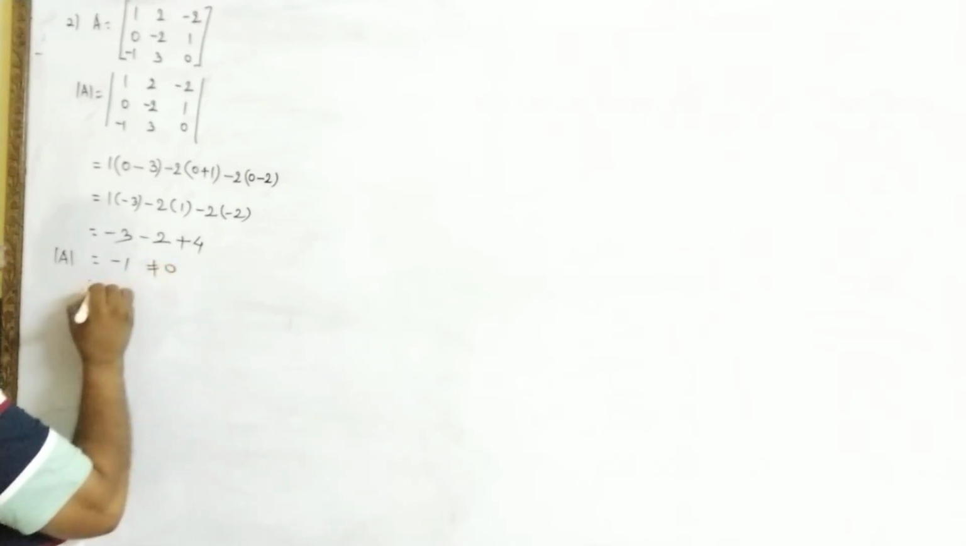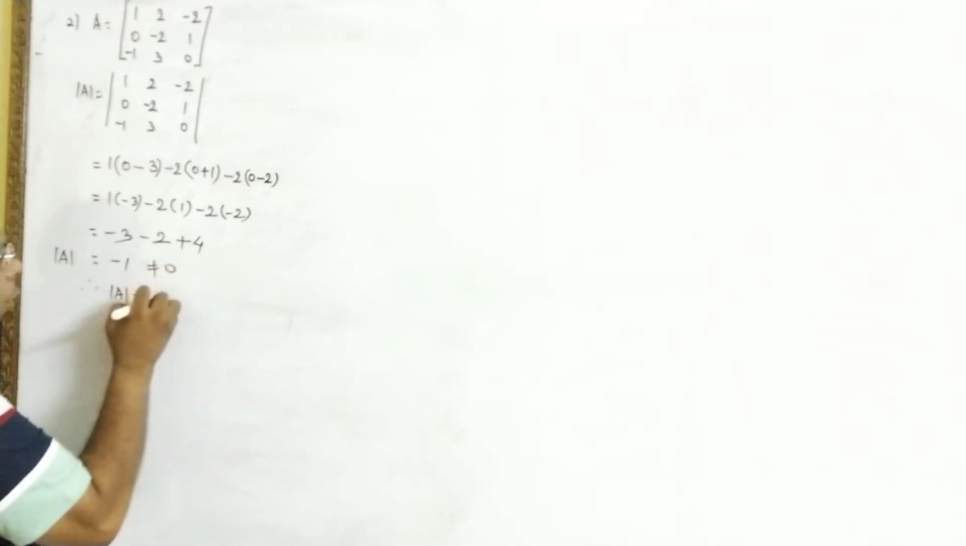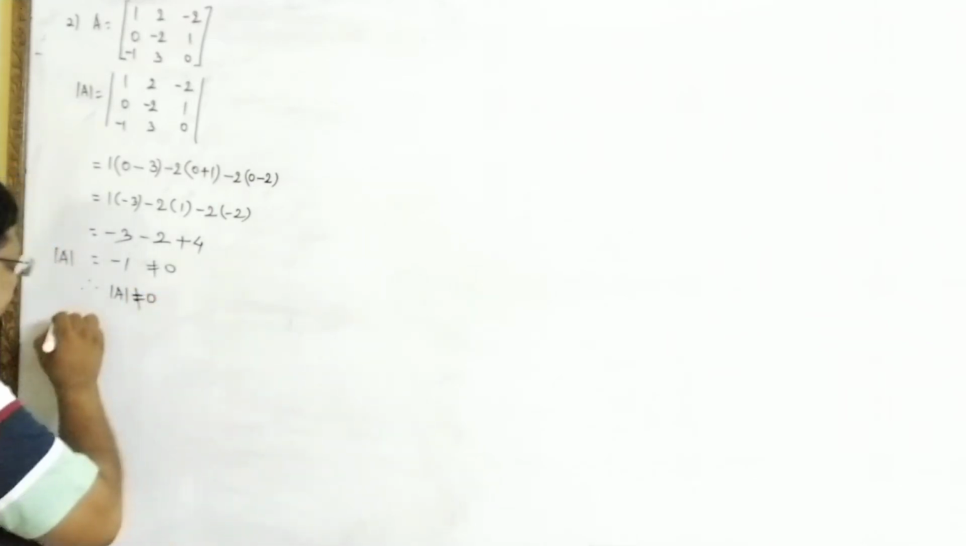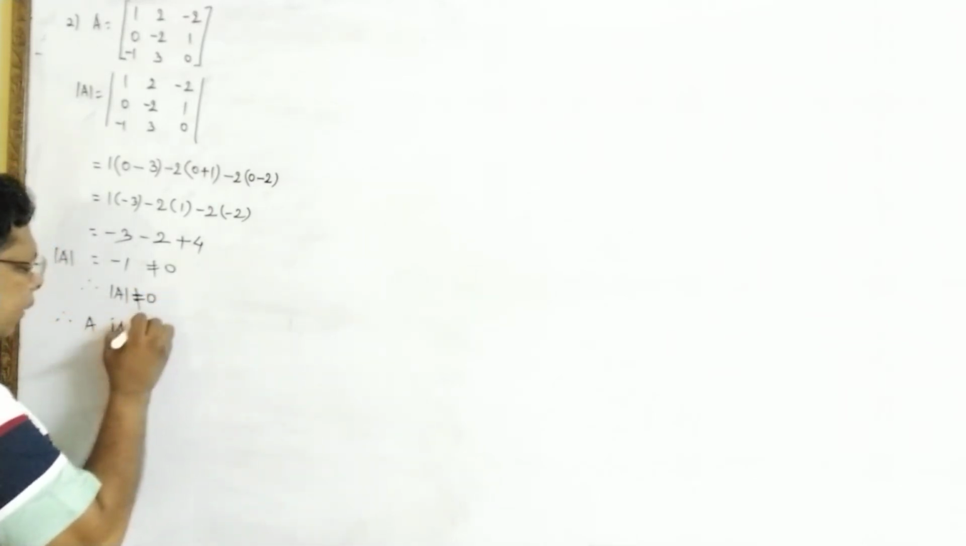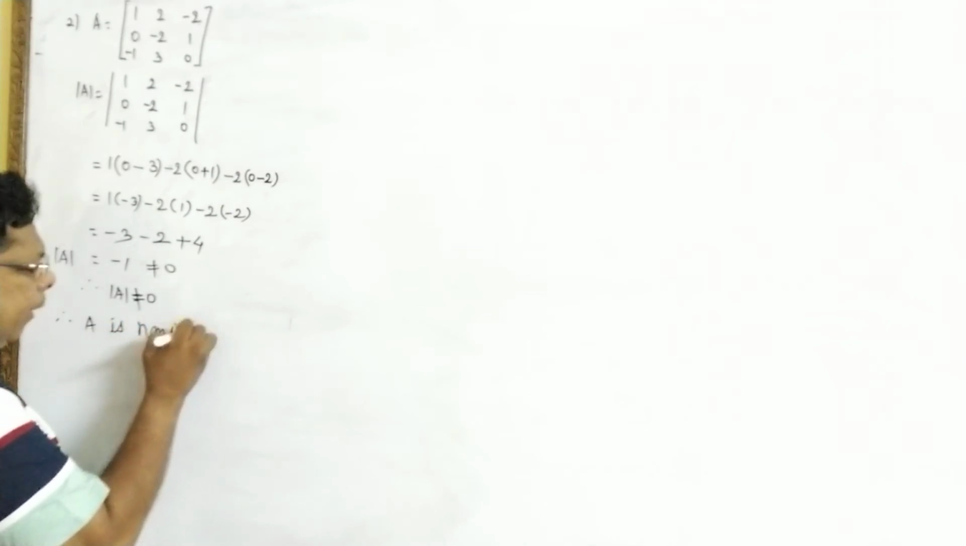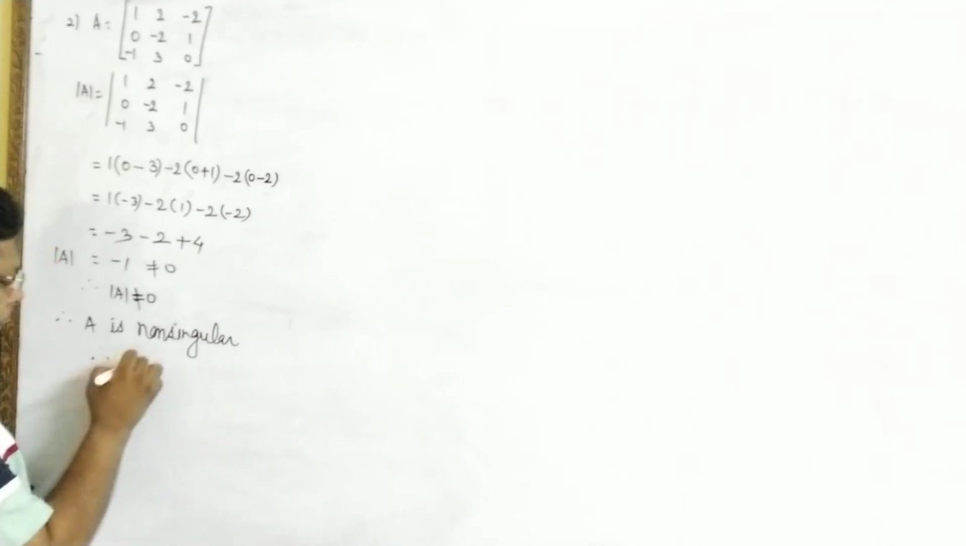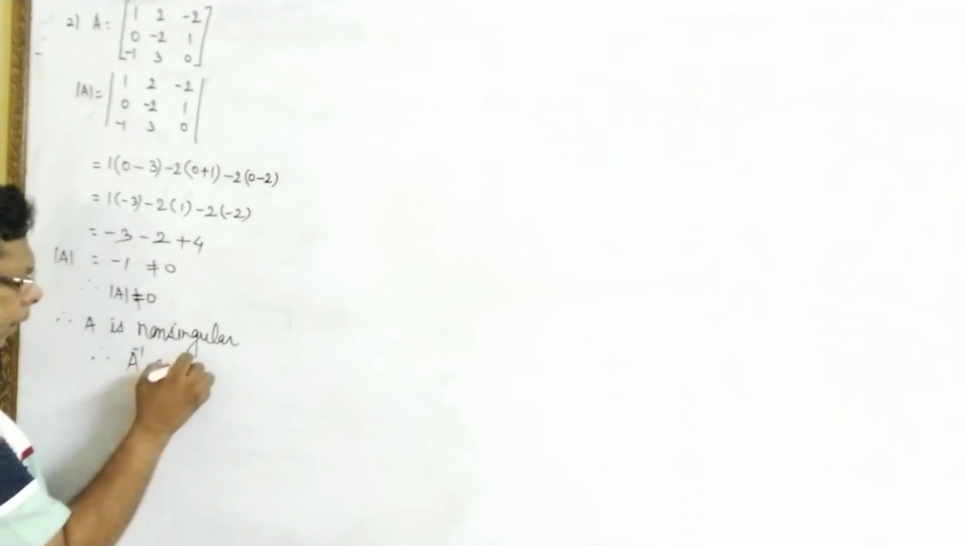It is not equal to 0. Determinant A is not equal to 0. Therefore, A is a non-singular matrix. Non-singular, therefore A inverse exists.